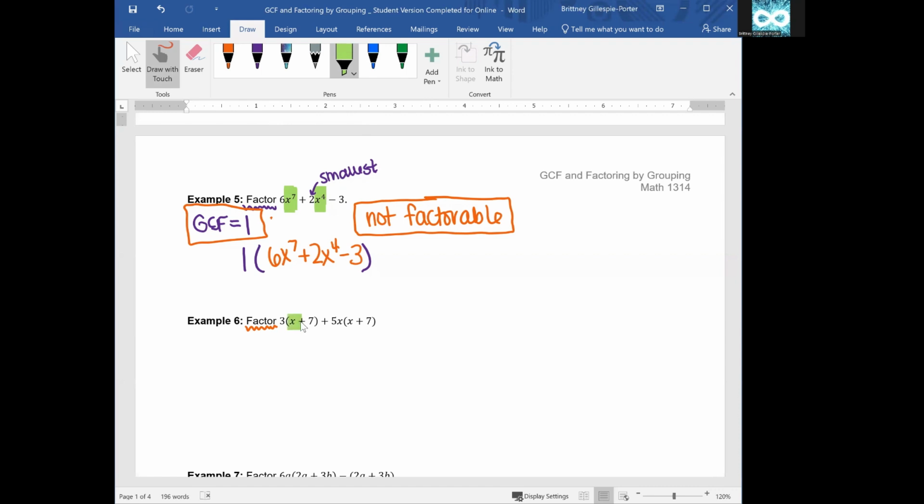If you noticed, both terms have this crazy x plus 7 in parentheses showing up. On the outside of the parentheses, we have a 3. We have a 5x. 3 and 5x don't have anything in common, but they do have these little shields or parentheses attached to them. Because the x plus 7 shows up in both terms, our GCF is going to be x plus 7. Keep your parentheses.